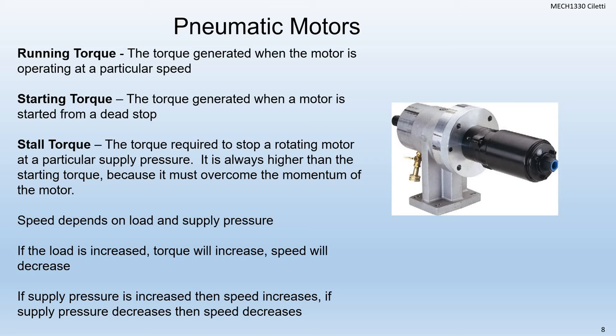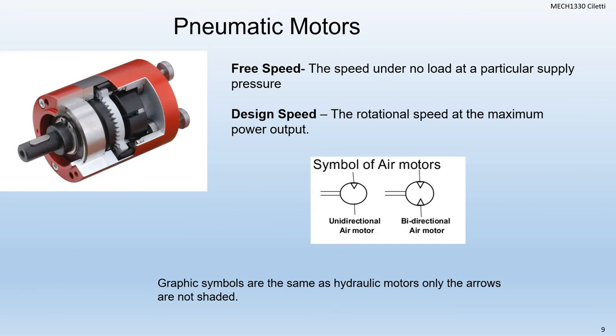Remember, speed will depend on the load and the supply pressure. If the load is increased, the torque will likely increase, meaning speed will decrease. Just like everything that we did in mechanical, speed and torque are inverses of each other. If the supply pressure is increased, then the speed will increase, and if that increases, our torque will decrease. But if the supply pressure decreases, then our speed will also decrease, increasing our torque.